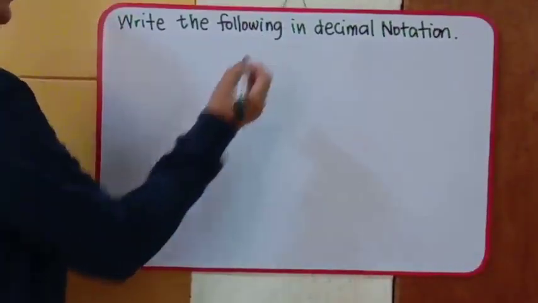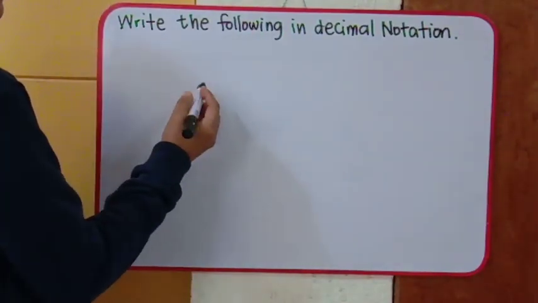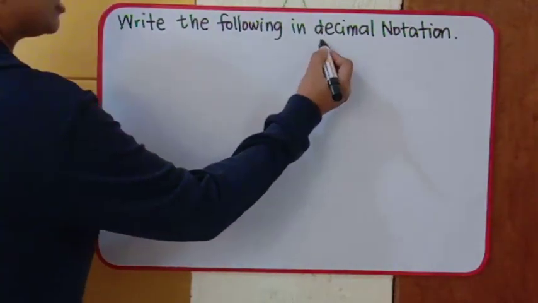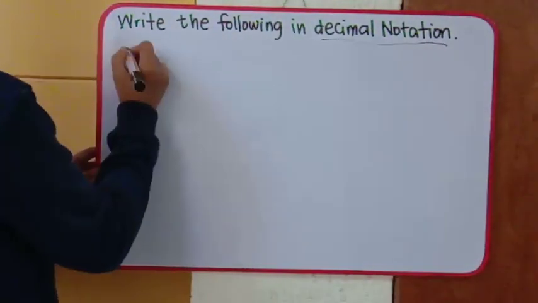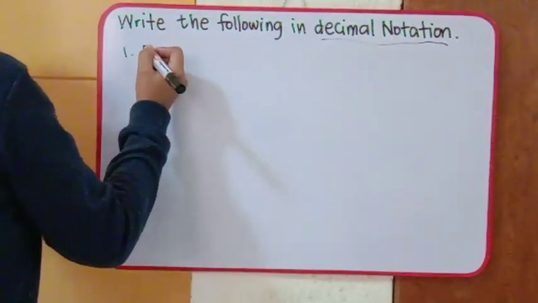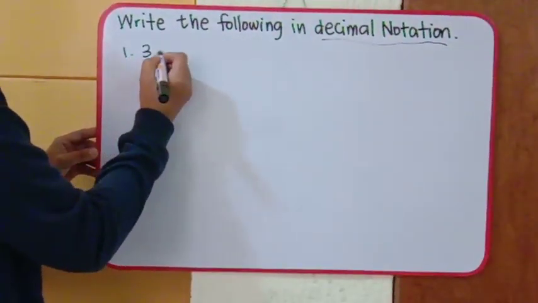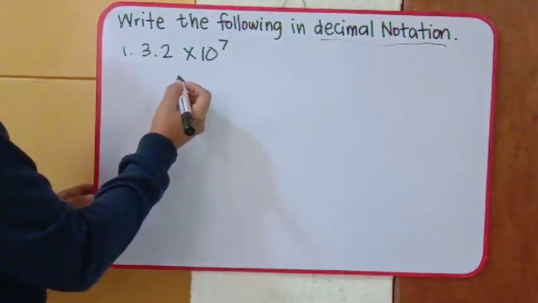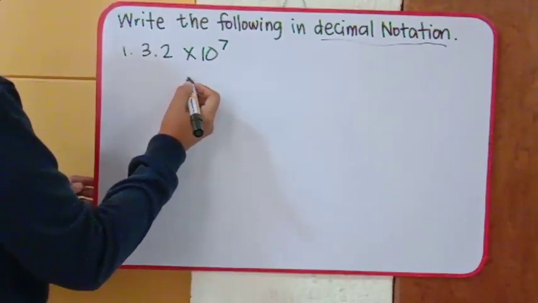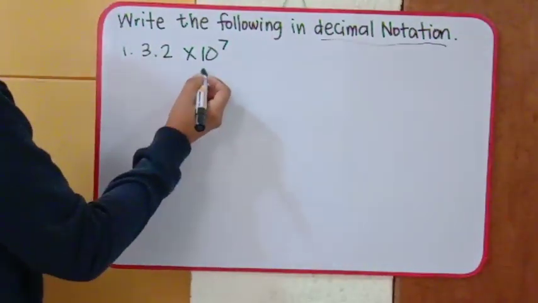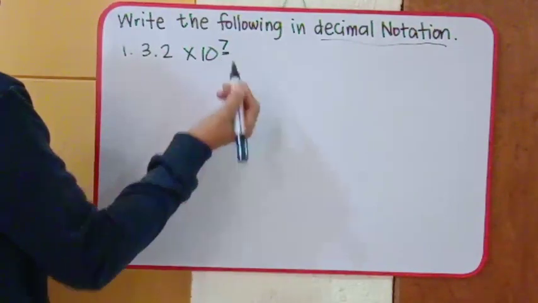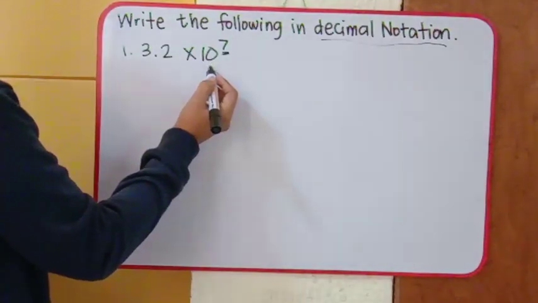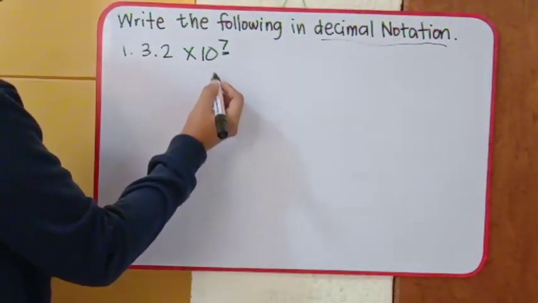We have here another example, but this time it is given in scientific notation. We will rewrite it in the original number or in decimal notation. So let us have example number 1. So we have here 3.2 times 10 raised to 7. So this is the first number that we are going to change in decimal notation. Since, take note that our exponent for the base 10 is positive, it means that the movement of the decimal point is to the right.